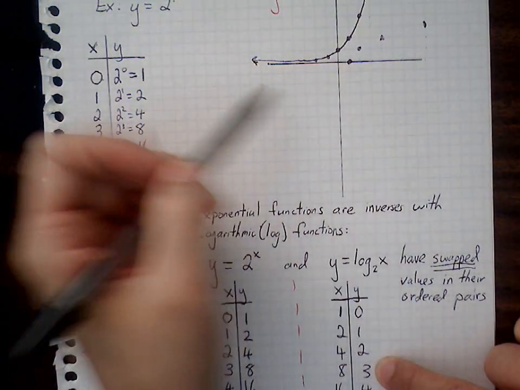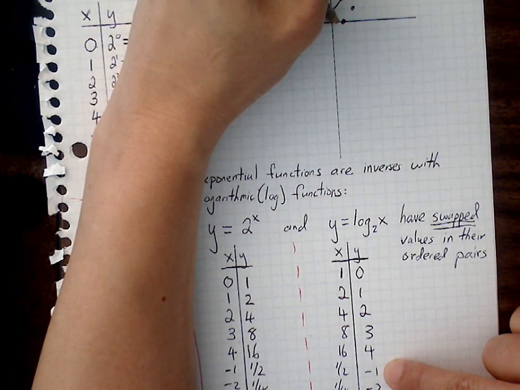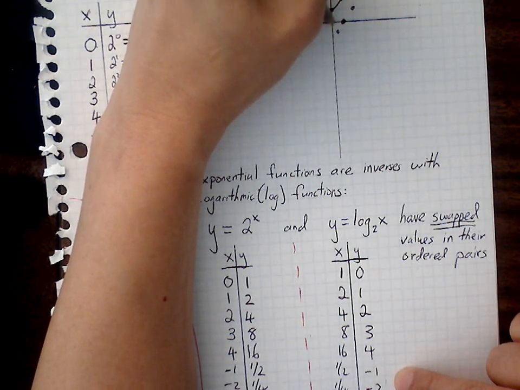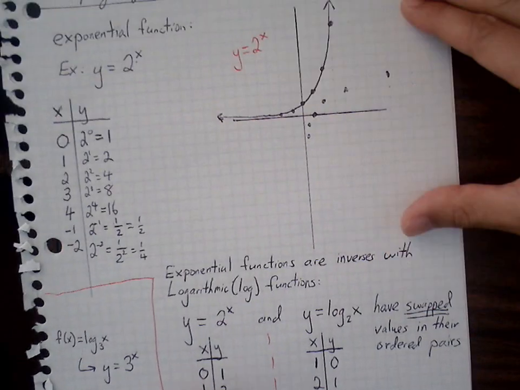16/4. That's a little bit off my graph, but I can do these last ones, right? 1/2, -1, and then 1/4, -2, really close to the y-axis now. So this is what log functions will look like.